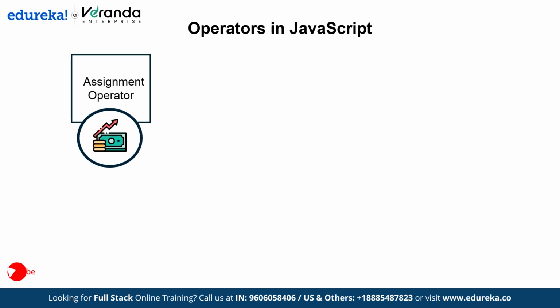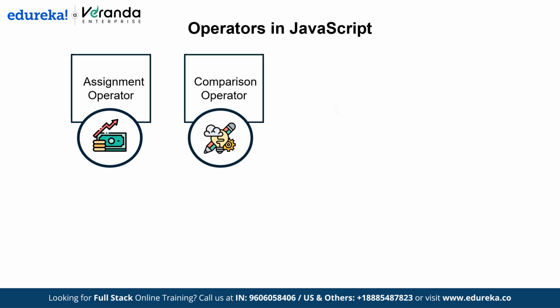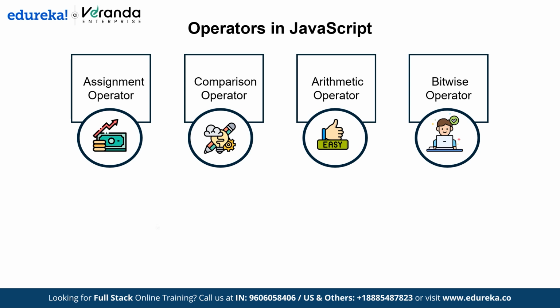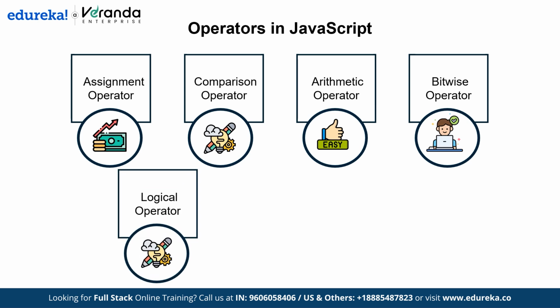So the first one is assignment operator, which is used to assign the value to the variables. For example, equal to assigns the value, like let x is equal to 10. We know that. After that, we have comparison operators that help to compare values, like checking if two numbers are equal with double equal to or triple equal to. We will just look at the example after this. And after that, we have arithmetic operators, which are used for basic mathematical operations like addition, subtraction, multiplication and division. After that, we have bitwise operators that work at the binary level, mostly used for advanced programming scenarios. After that, we have logical operators, which are used for conditions like and, or, not.